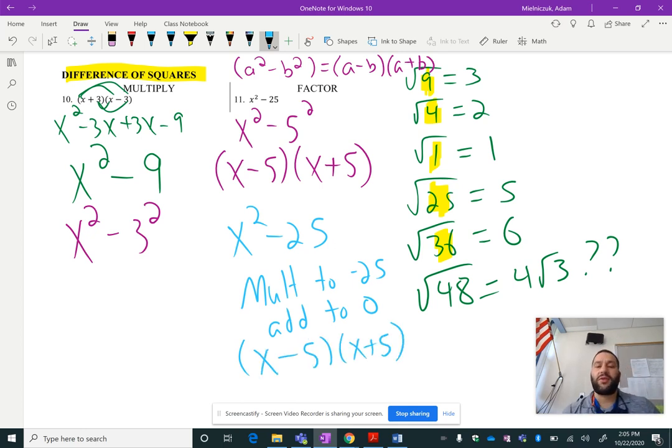It's just another way that I've learned over the years to explain it to people. If I say difference of squares, they look at me weird. But if I say what multiplies to negative 25 but still adds to 0, usually it pops in their head a little bit better.